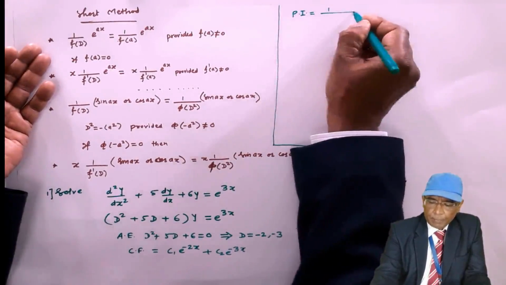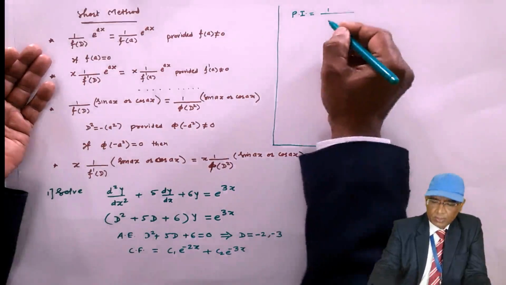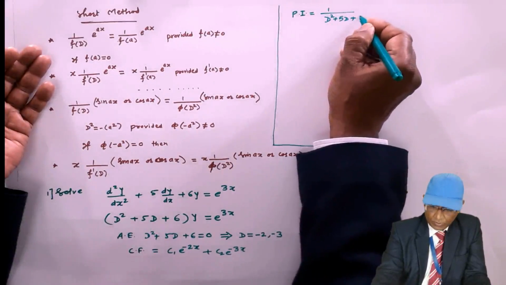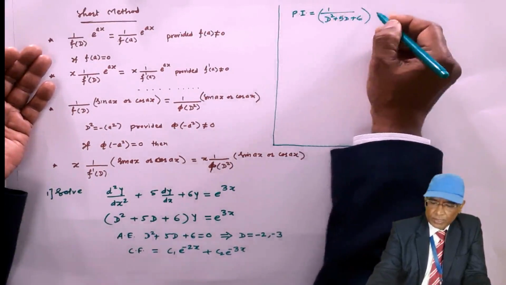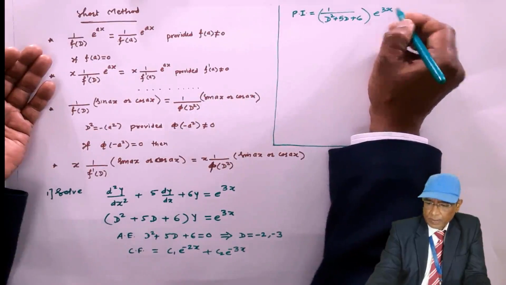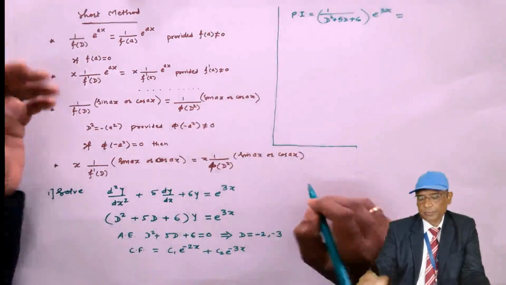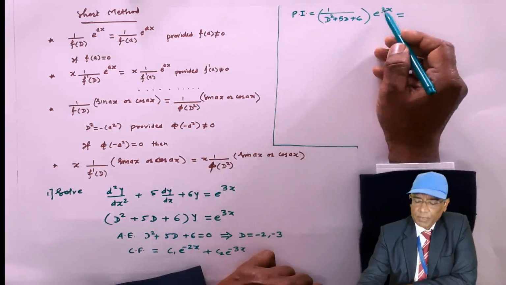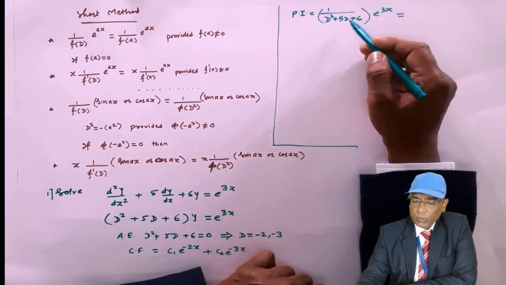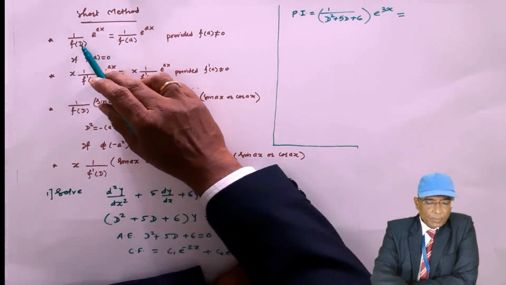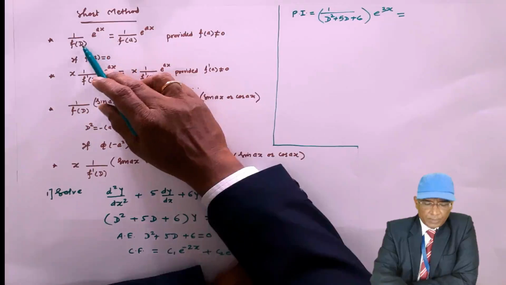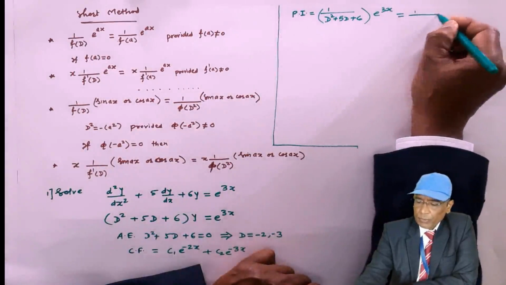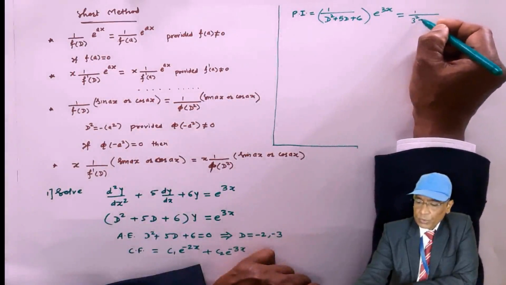Particular integral is 1 by, shift this D operator on the right hand side. This I am operating on e to the power 3x. Okay, so how to do it? 1 by D square plus 5D plus 6, we have to operate on it. So how to operate an operator? When you operate operator on e to the power ax, replace D by a, replace D by 3 directly. If you replace D by 3, you should not get 0 there.